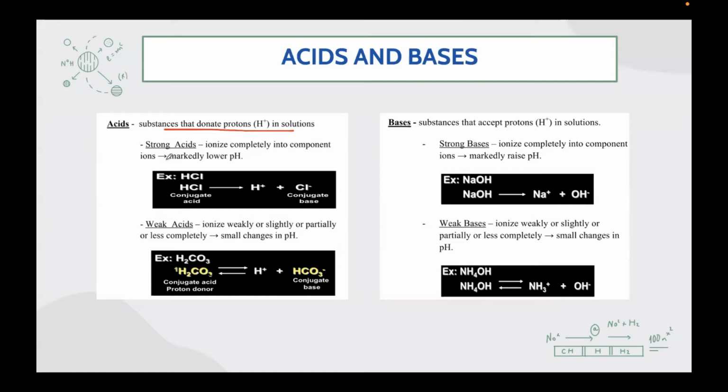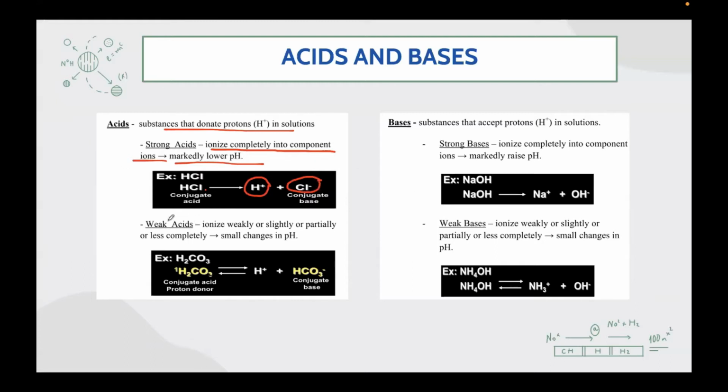Mga strong acids, acid natin, they ionize completely into component or nagdi-dissociate, naghihiwalay sila completely kapag ka nadagdagan sila ng water. Okay, they are markedly lower pH. For example, yung hydrochloric acid natin, strong acid yan. Okay, pag nadagdagan siya ng water, nag-dissociate completely, naghiwalay, naging hydrogen and then chlorine na. Conjugate acid and then your conjugate base.